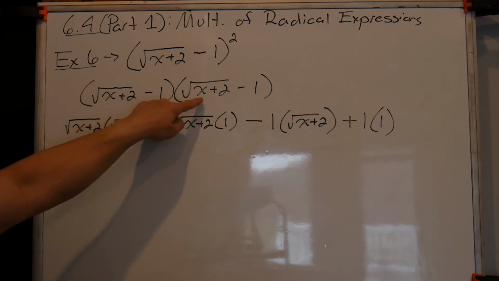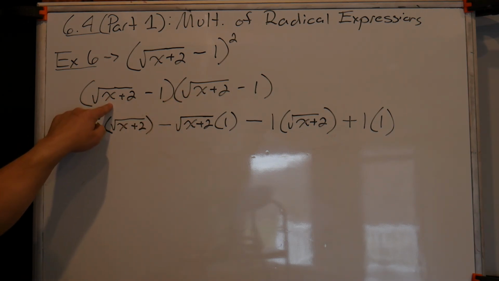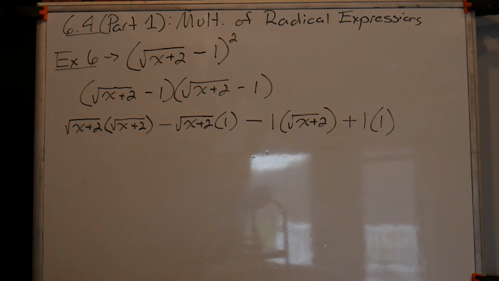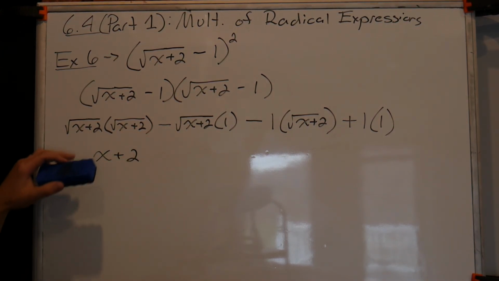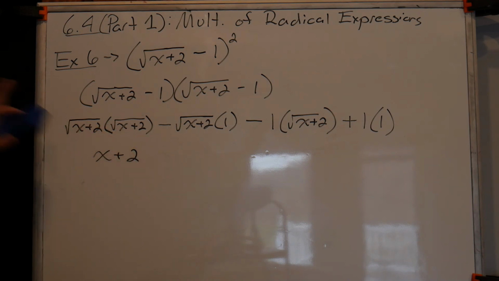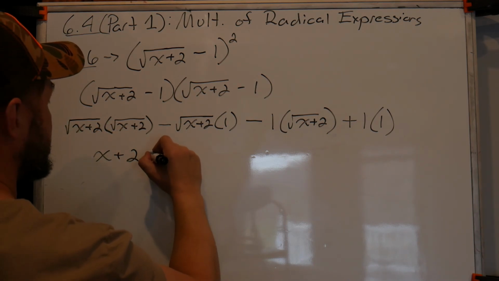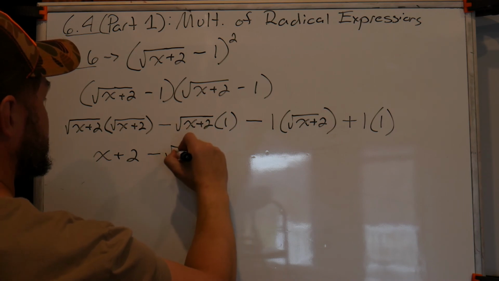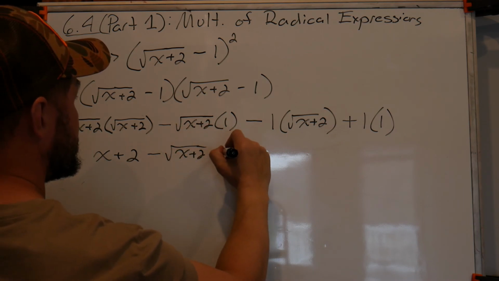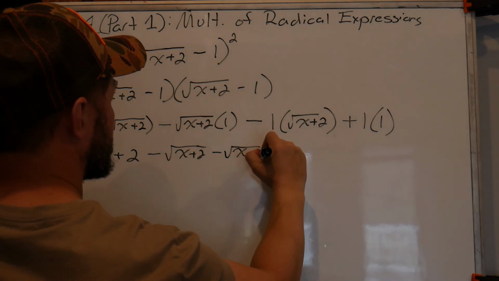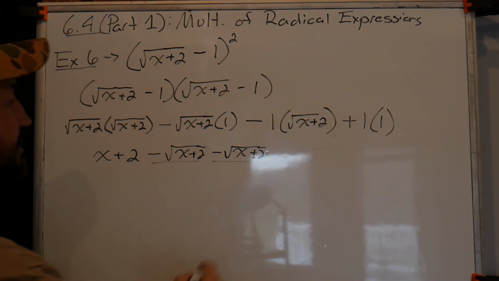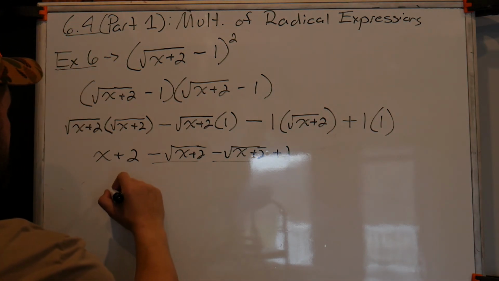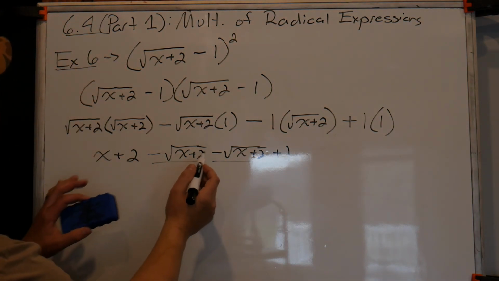Positive x squared is going to be square root of x plus 2 times square root of x plus 2, which is just x plus 2. So I expanded, now I simplify. The square root times the square root, the radical symbol falls away. Here I have minus x plus 2 minus square root of x plus 2. I'm just combining those. That's the same term plus 1.